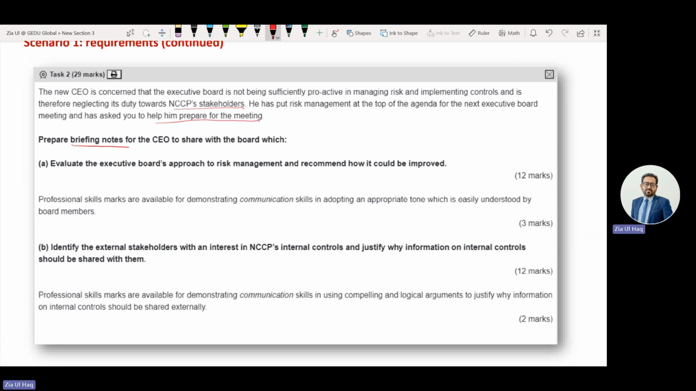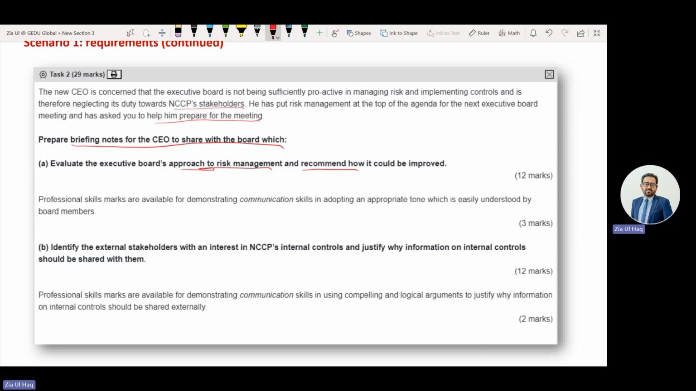Prepare briefing notes for the CEO to share with the board. To: CEO, from: management consultant. Subject: evaluation of risk management and recommendations to improve.